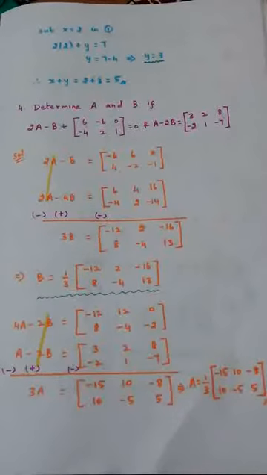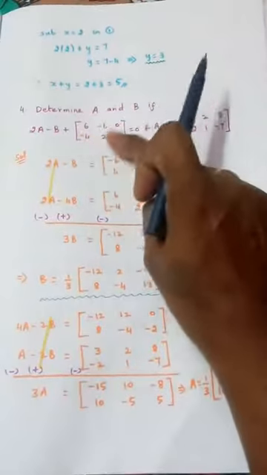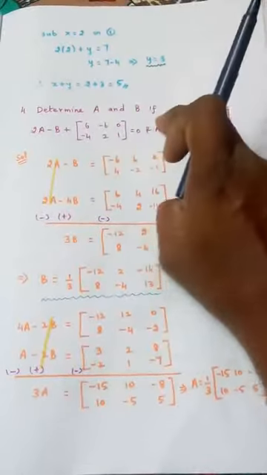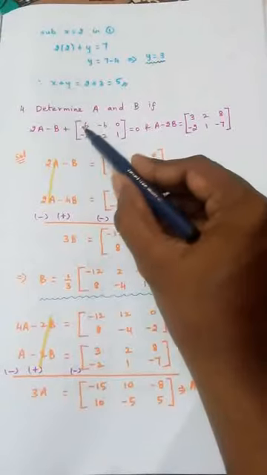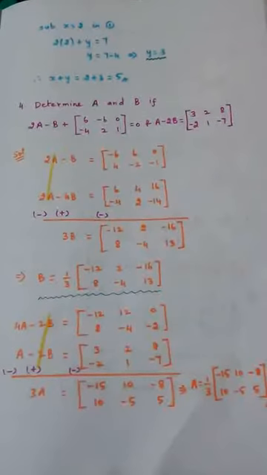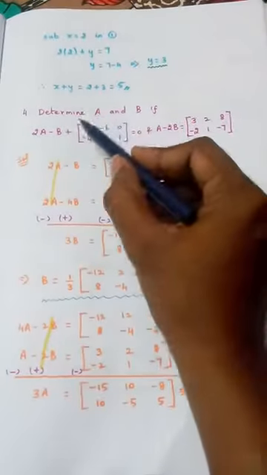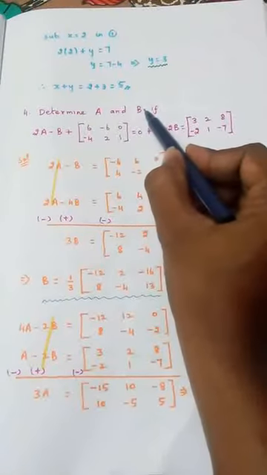I have not written the question once. From the question itself, directly I am taking this term to the other side. So what happens? Plus will become minus. So every term will change its sign. Try to understand what I am telling. Determine capital A and capital B. Capital A and capital B are nothing but two matrices.